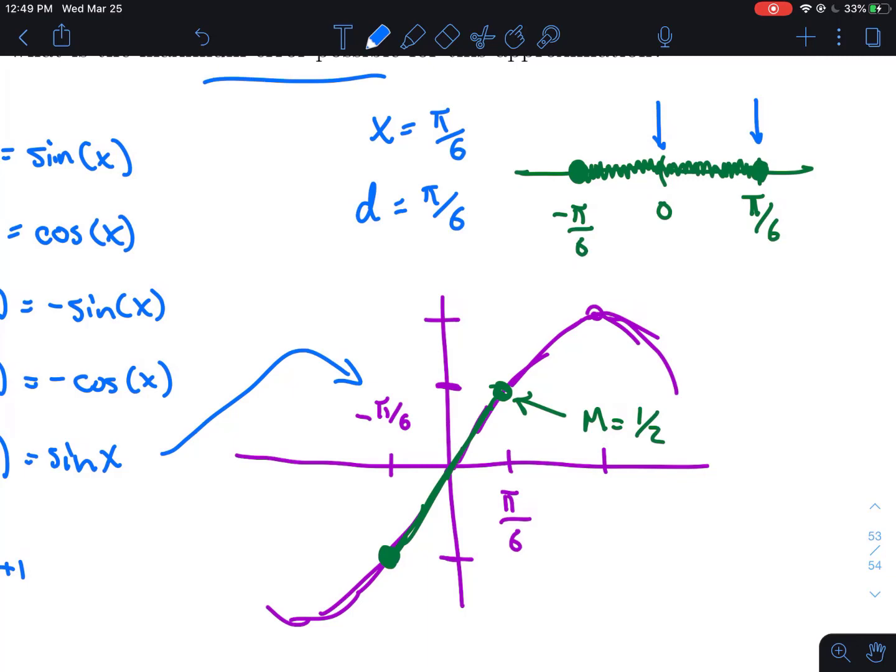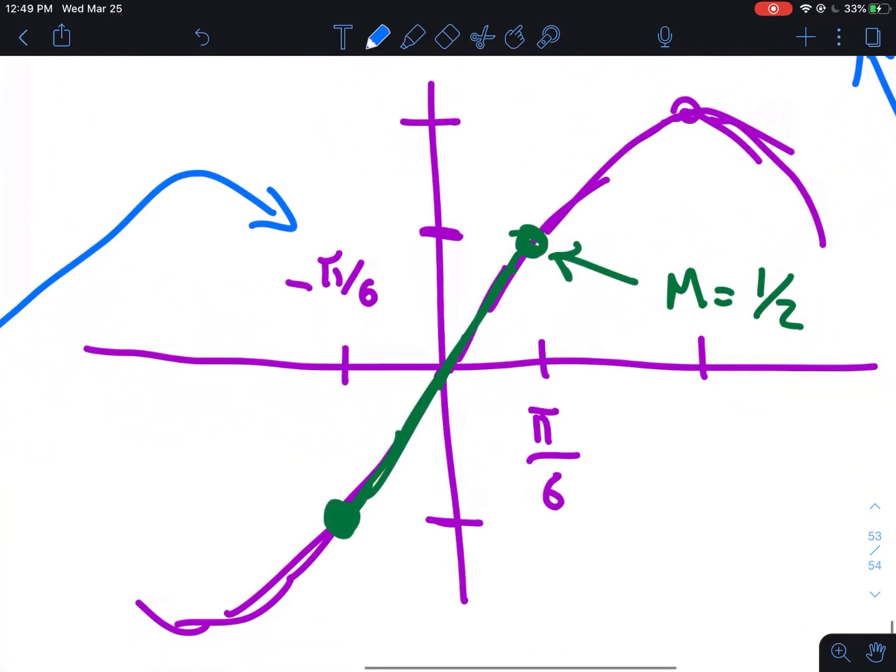And I saw on this interval, again, we're just interested between negative pi over 6 and positive pi over 6. So from negative pi over 6 to positive pi over 6, so a lot I was forgetting about here. But just on this interval right here, it looks like the biggest that it ever gets is at 1/2.